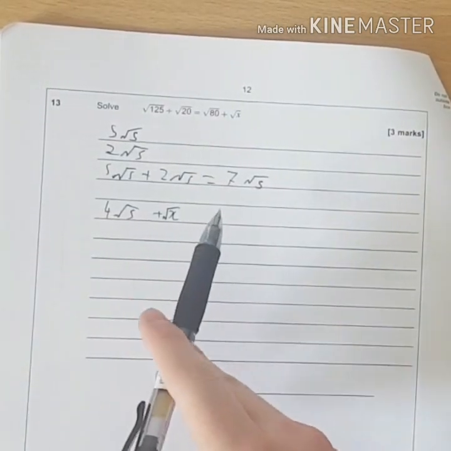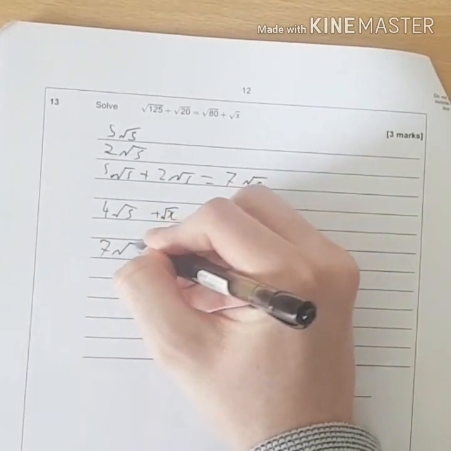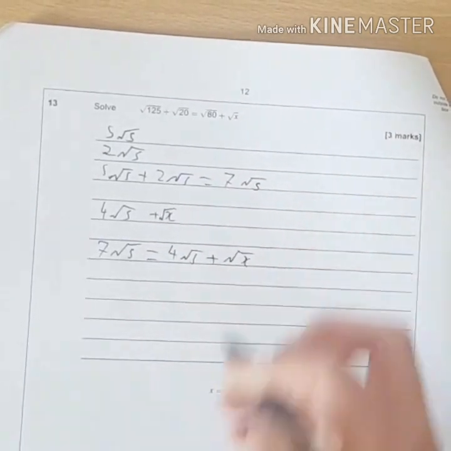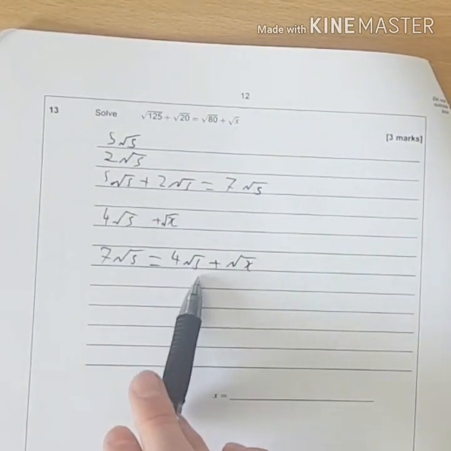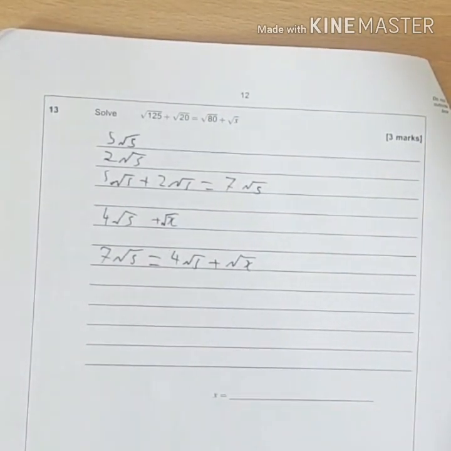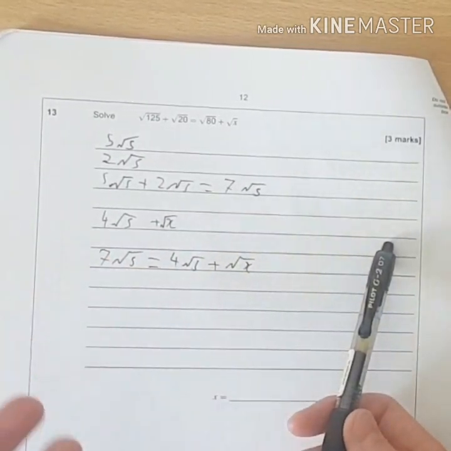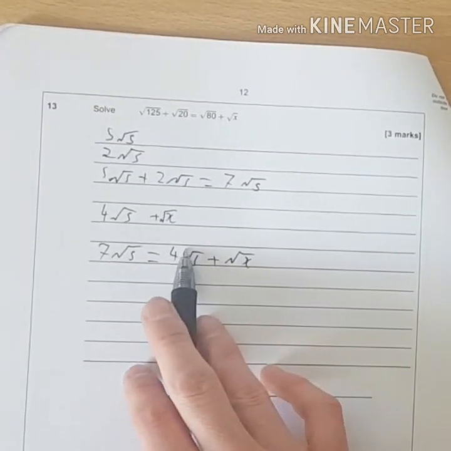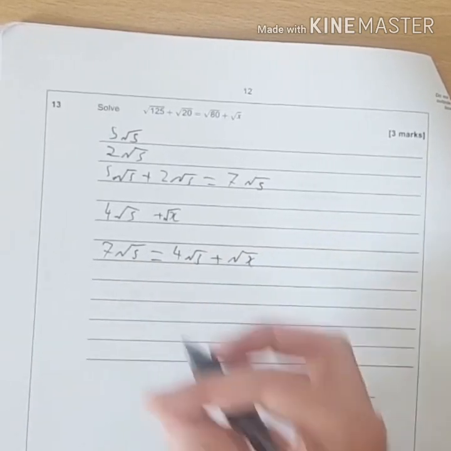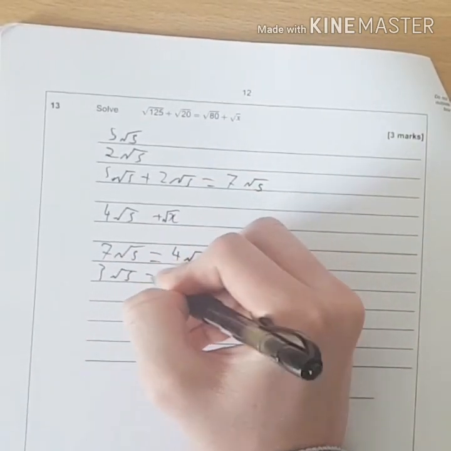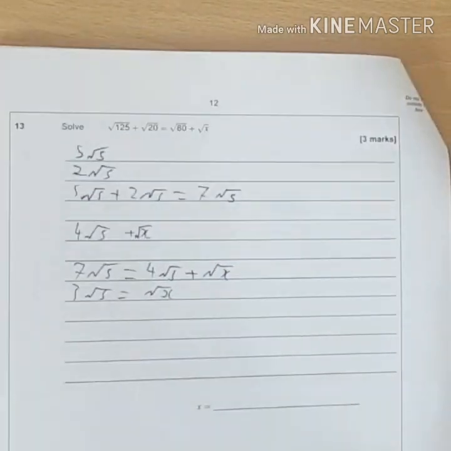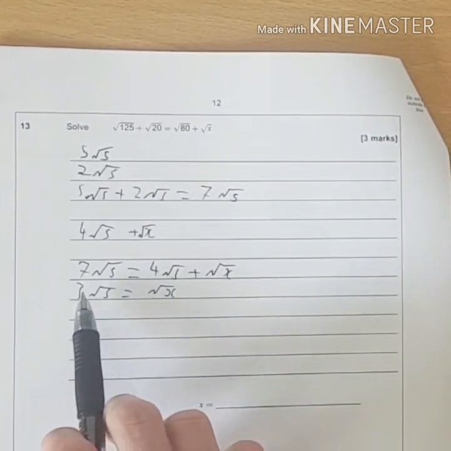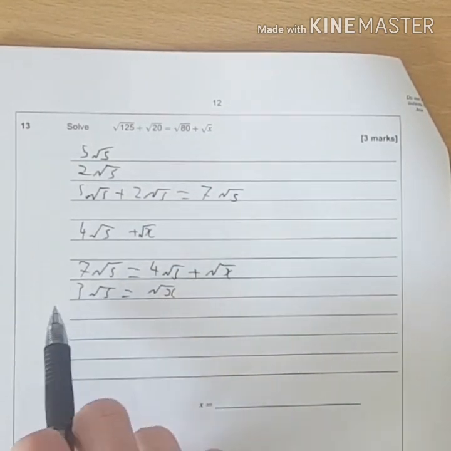So we can write this as an equation. 7 root 5 equals 4 root 5 plus root x. We can move this 4 root 5 to one side by subtracting 4 root 5. We can treat this root 5 as any other algebraic term. So we just subtract 4 from 7, giving us 3 root 5 equals root x. But since x is on the inside of this square root, we need to find what goes into this square root, what 3 root 5 is equal to.